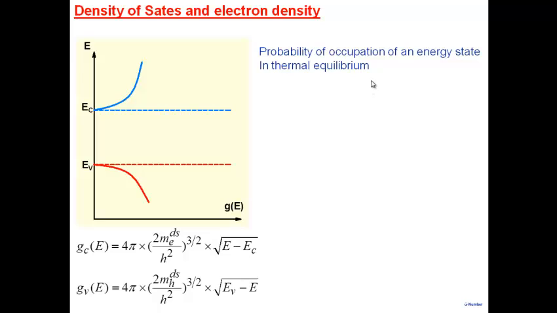So then we go to the next concept, which comes from statistical thermodynamics, which says the following: the probability of occupation of a particular energy state is governed by what is called the Fermi-Dirac probability distribution function. So it tells us that if you take any state E in equilibrium, the probability of occupation of that particular state is 1 over 1 plus exp((E minus E_F)/kT). The system has to be in thermal equilibrium, and it tells us the probability of occupation.